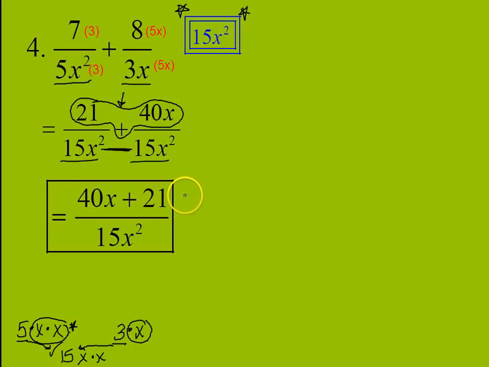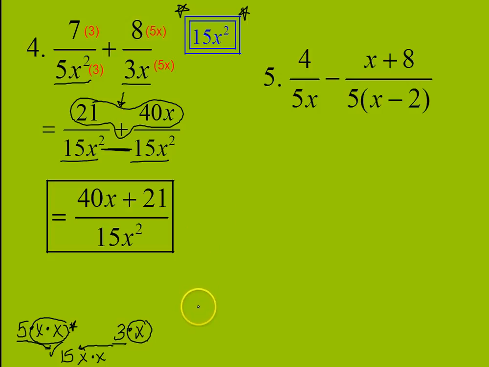And the only way I could simplify this question would be if I could take the same thing out of all of these numbers. Remember, we've talked about that before. I can't just do 40 and 15 or 21 and 15. If I could simplify all 3 of them, then you could try to take something out. Okay, but for this question, we can't do that, so this is our answer.